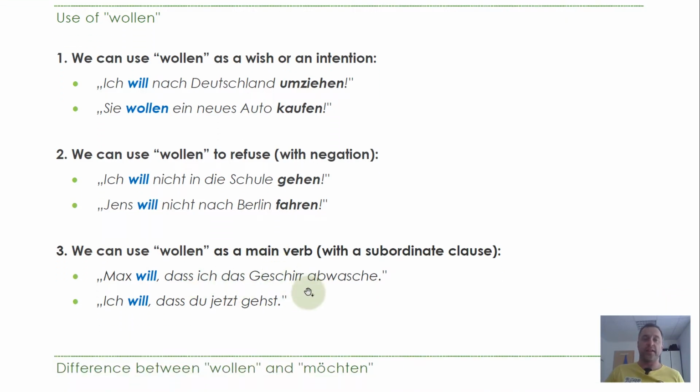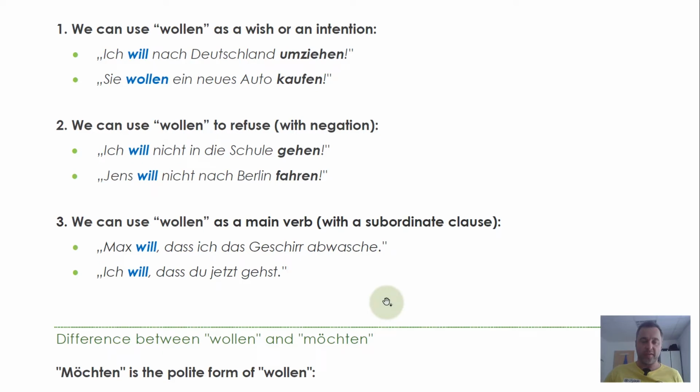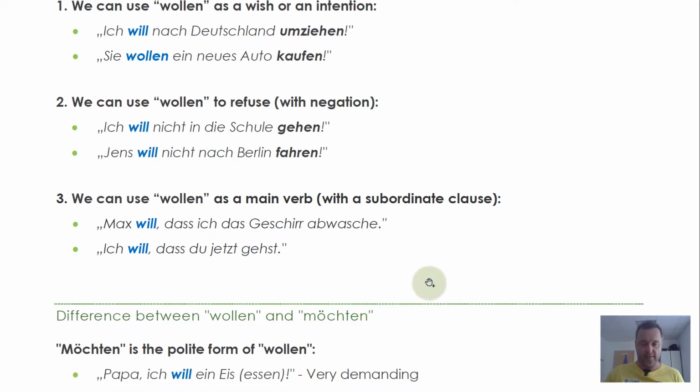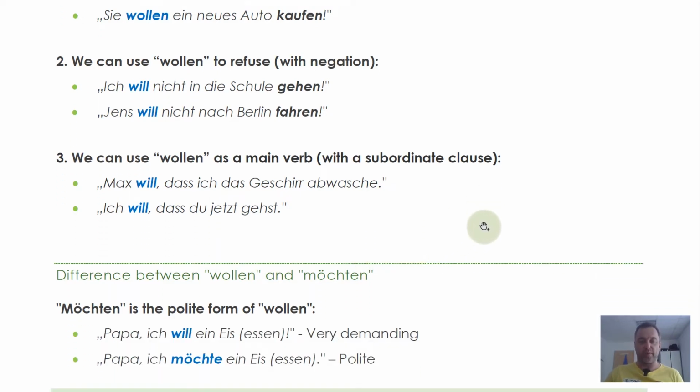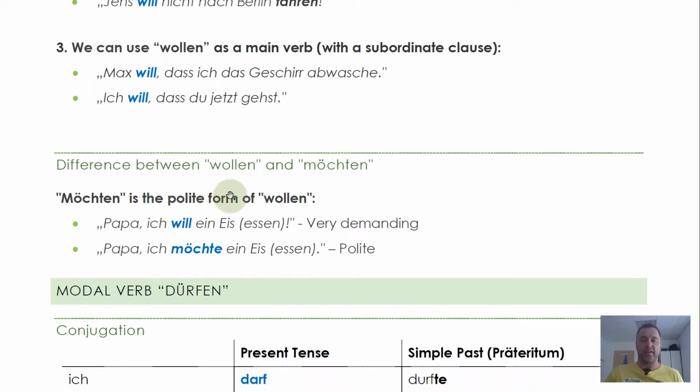You do this in English as well, in the same way. Max wants that I wash the dishes. So the "that" is the "dass." It's the same thing. Ich will, dass du jetzt gehst. I want that you go right now. "I want you to leave" is another version in English, but word by word, I want that you go right now. Possible in English, although not the nicest way to say it, probably. And again, the difference between them is just that möchten is the polite version.